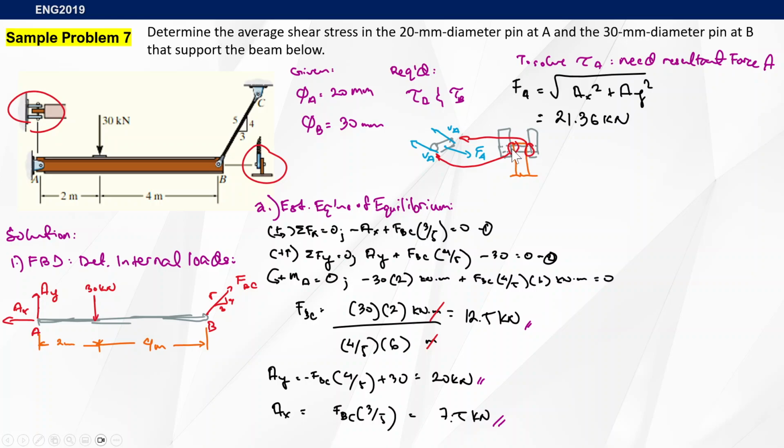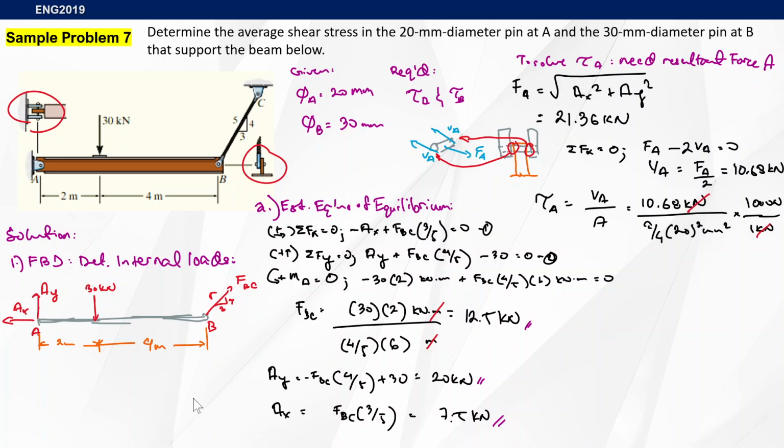At that particular cross section, it is experiencing a shear force here and then another shear force here. Hence the equation FA equals 2VA, where VA is FA over 2. So our shear force here is 10.68 kilonewtons. Do not be confused with this particular force and this one. Okay? So next up, we can now solve for shear stress.